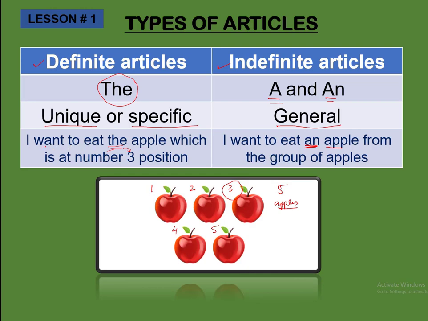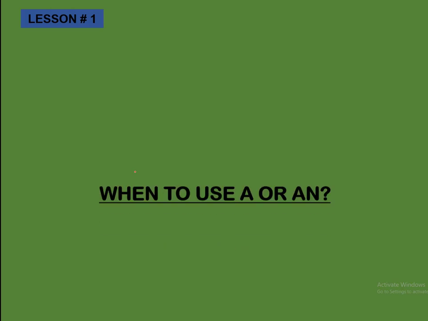In this case we do not say that I want to eat an apple which is at position number 3. I will specify it: I want to eat the apple which is at position 3, or at the 3rd position. Let's move forward.